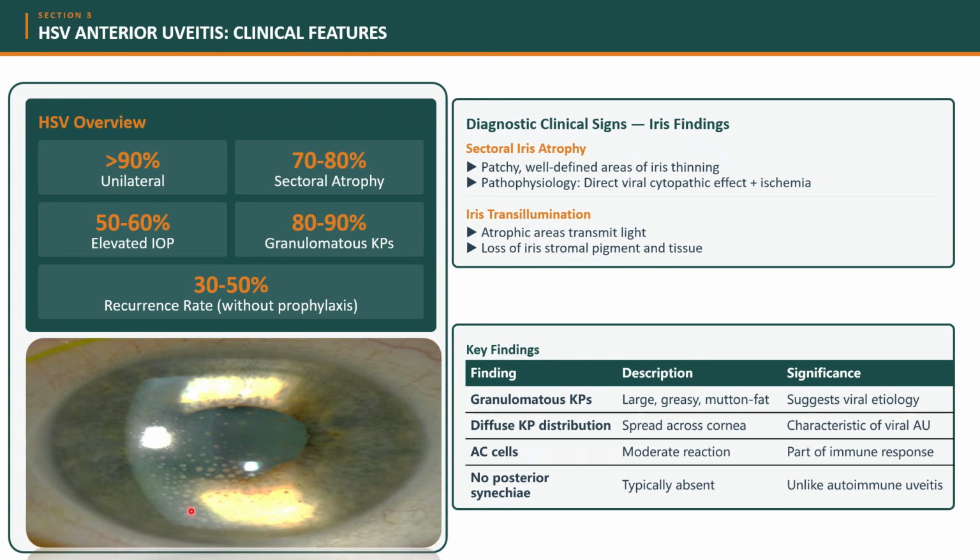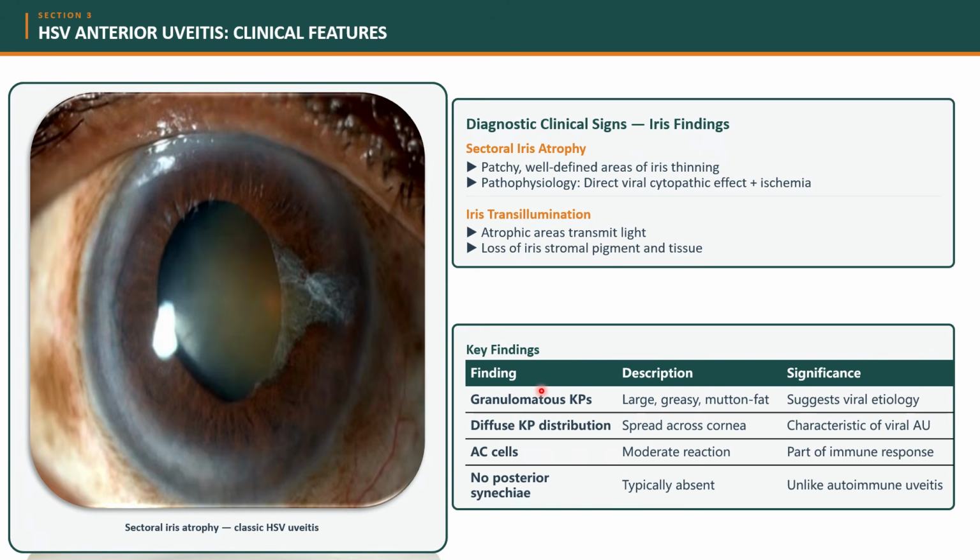As I said, activity is usually not that much, +1, +2. Hypopyon is rare in viral uveitis, unlike in HLA-B27 or in Behçet disease. So these are the different patterns that you have to keep in your mind to differentiate viral from non-viral etiology. This is the sectorial iris atrophy, as I explained before, and this is due to ischemia from the virus. And if this ischemia involves the pigment epithelium, there will be transillumination defect. This is typical for herpes simplex.